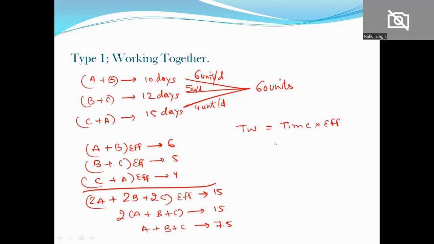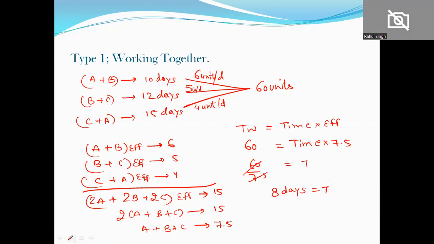All right. So now we know total work is 60 units. Time we need to figure out, and the efficiency of everyone is 7.5. If I solve this, I'll get 60 over 7.5, and that will cancel out to 8 times. So 8 days will be taken by all three people. All right. This is a kind of working together question they ask in general.